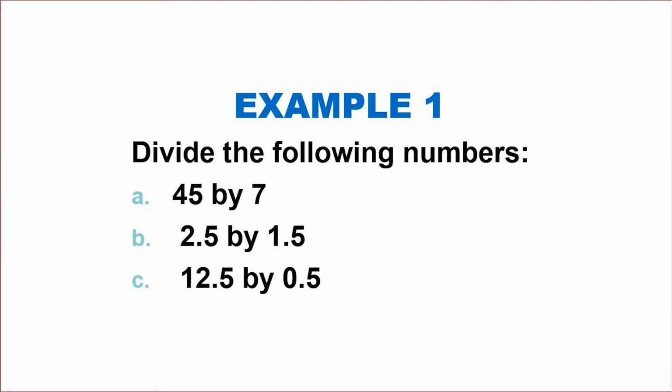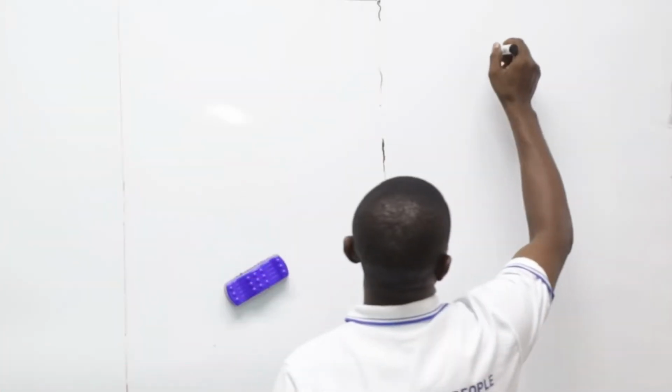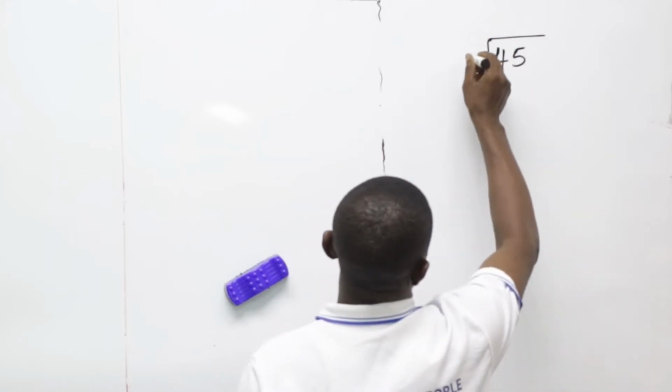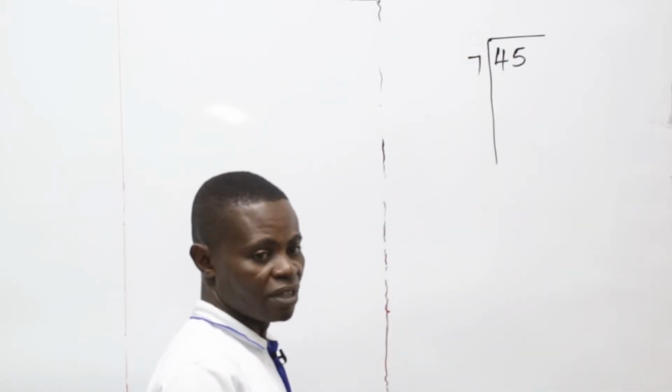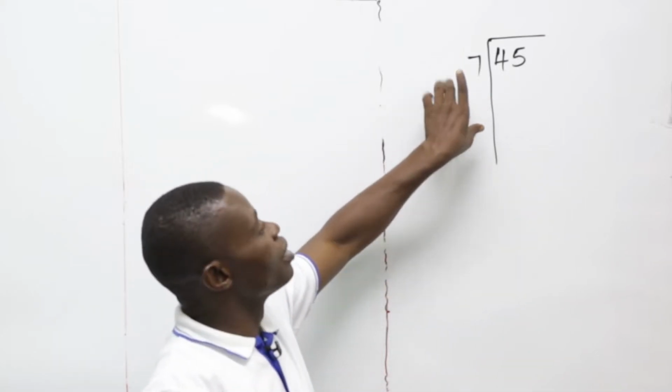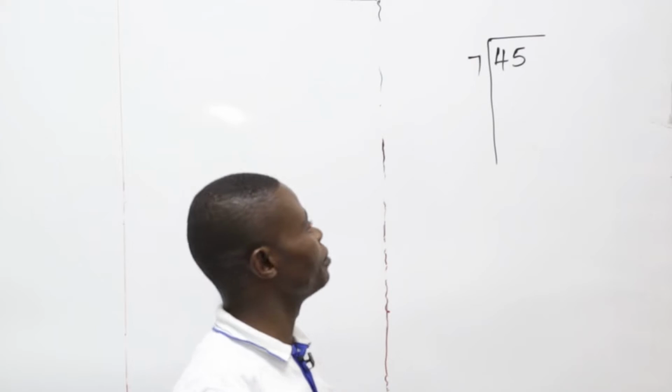Look at this. Divide the following numbers. 45 divided by 7. It's an easy thing. The only one that may give a little challenge is the decimal point, but that one is still not a big case. There is something you need to do about it. This is it. You're dividing by 7. Ask yourself, how many 7s can you see in 45?